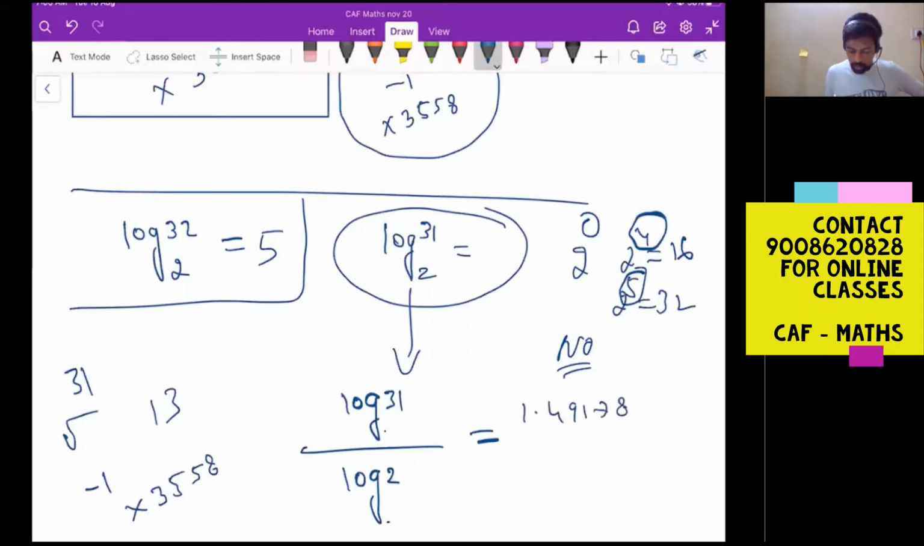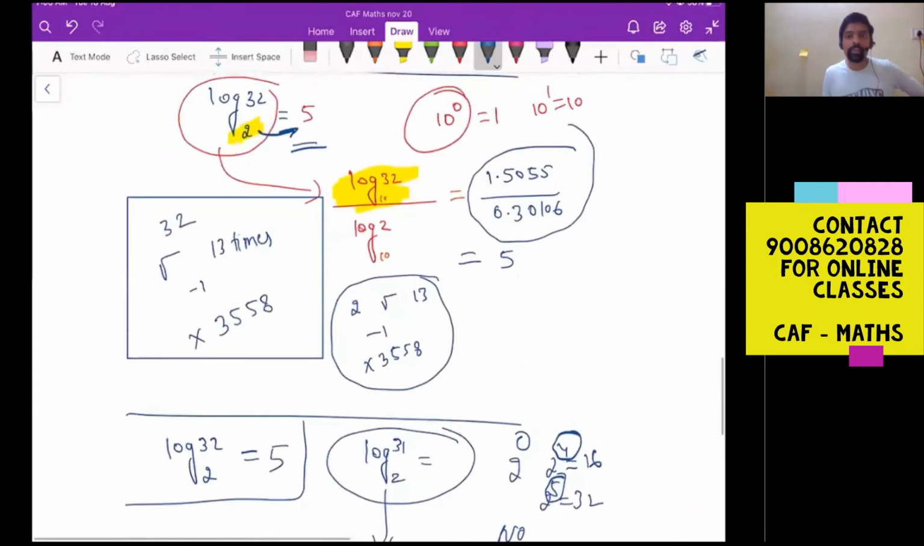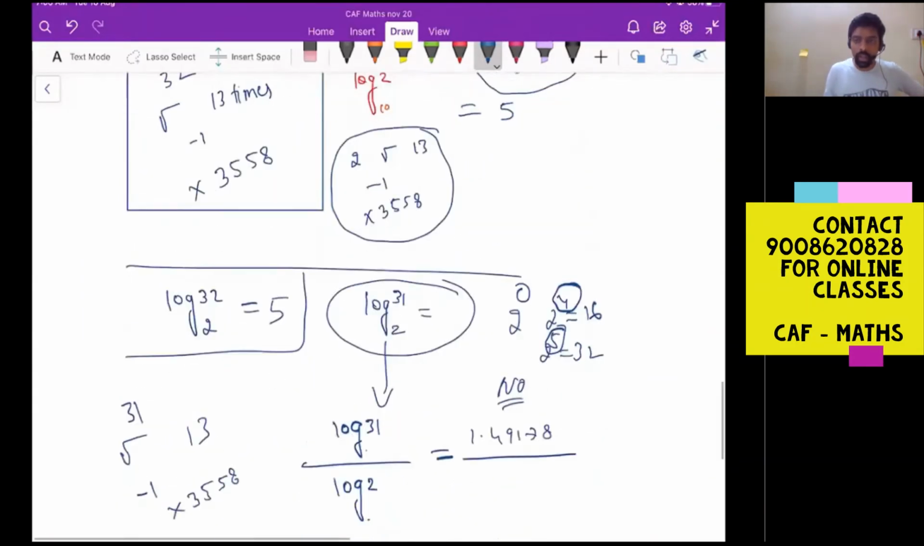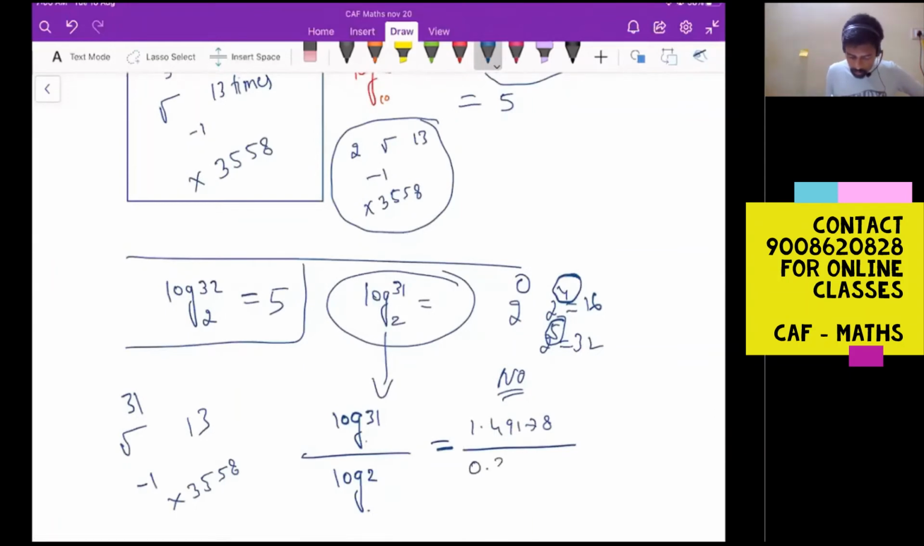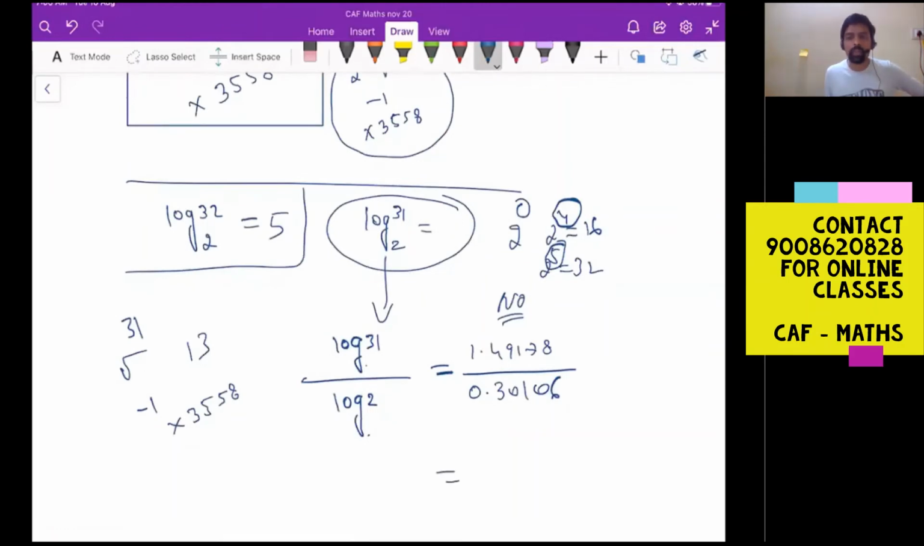1.49178 divided by log 2. Already we calculated log 2, right? Here log 2 value is 0.30106, correct? So I'll put that, 0.30106. Now divide this, 1.49178 divided by 0.30106. Divide now. What is the answer, guys? Okay, 4.9551.